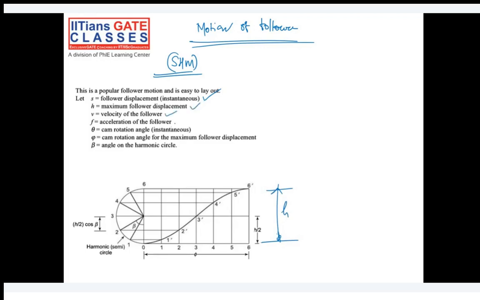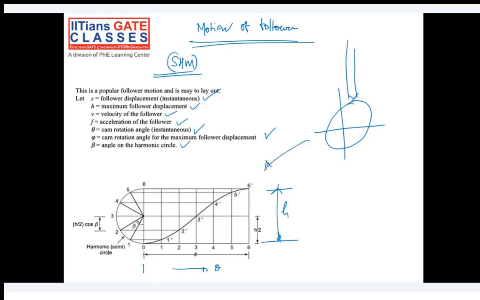Okay, so this axis is theta. And phi is the cam rotation angle for the maximum follower displacement. So the entire value is phi. So theta is varying from 0 to phi, you can say. And beta is an angle on the harmonic circle. So it is shown here. Okay, so this is beta. So basically, you have a cam and a follower, and this is how it is. This motion is replicated here. Okay, so I hope you are getting how this curve is drawn.